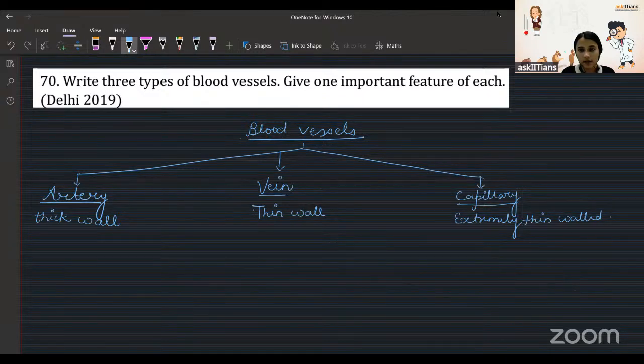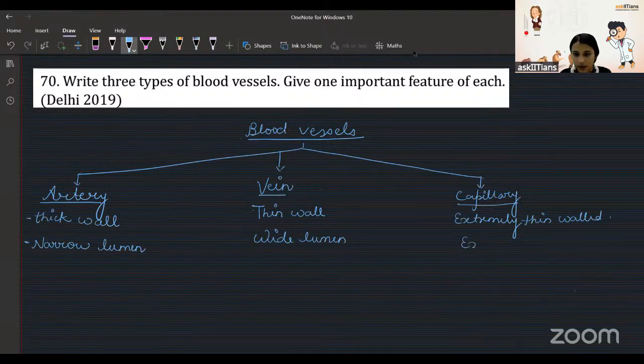And if arteries are thick walled, it means their lumen will be narrow. Okay. So arteries have narrow lumen. Okay. And veins have wide lumen. And capillaries have extremely narrow lumen.